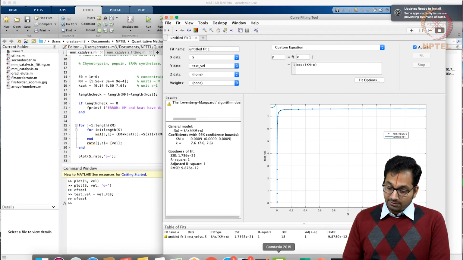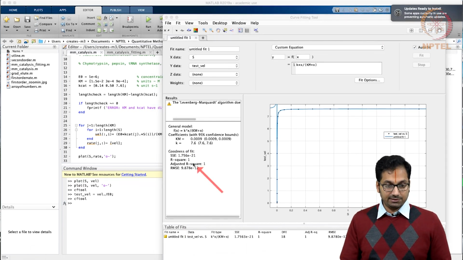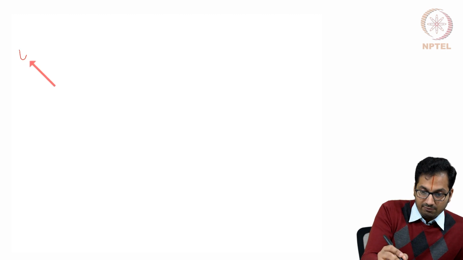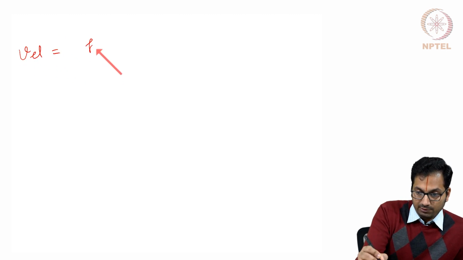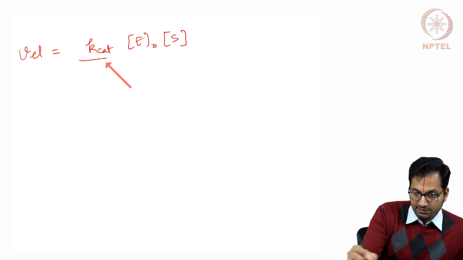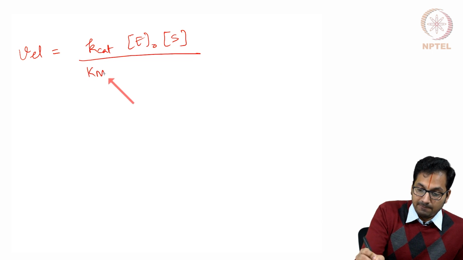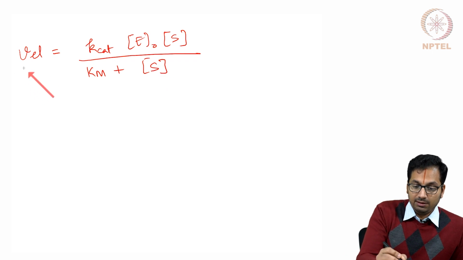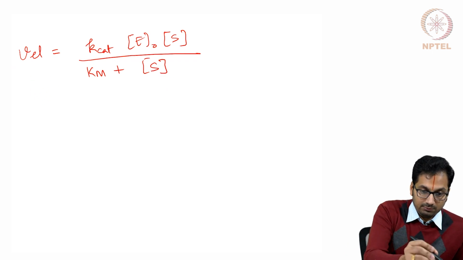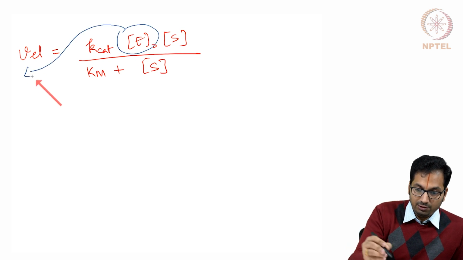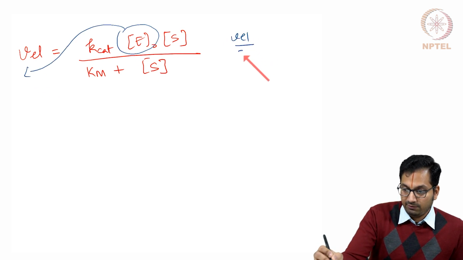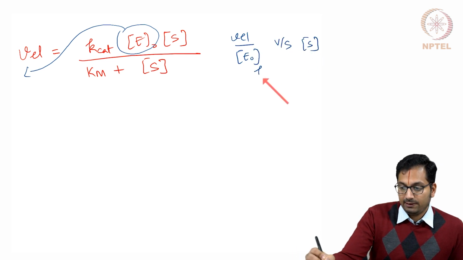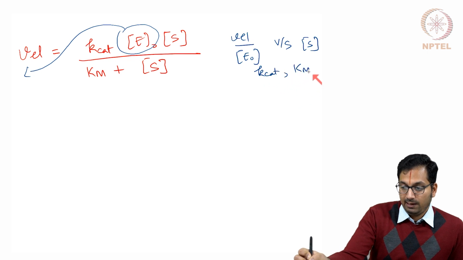In order to do that, let's recollect what is the equation that is involved. So we have velocity is equal to Kcat times E0 times substrate concentration divided by Km plus S. This is the Michaelis-Menten equation. Of course, what we have done here is to take the E0 to the denominator, so that makes it velocity divided by E0 as a function of S is what we just plotted to get Kcat and capital Km.